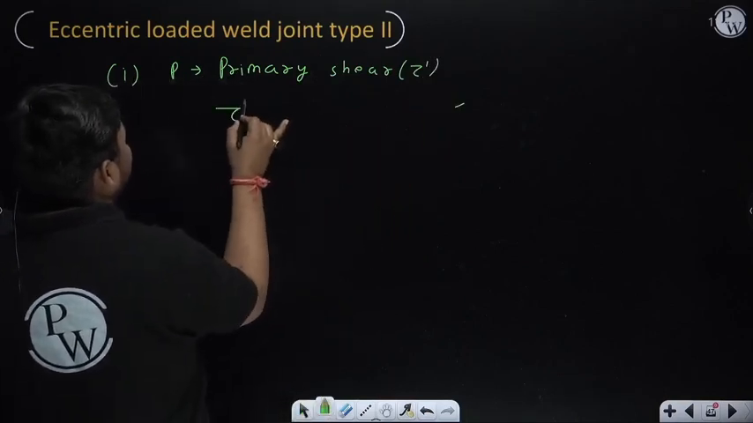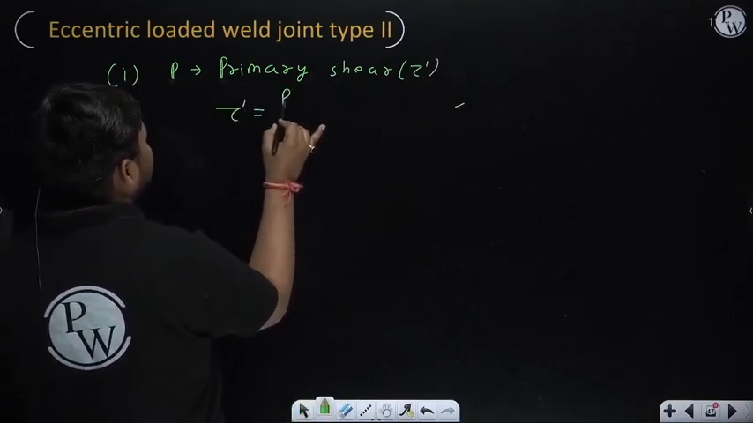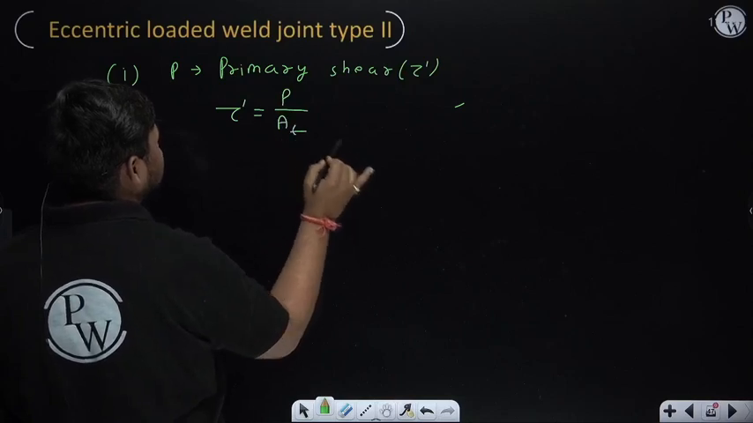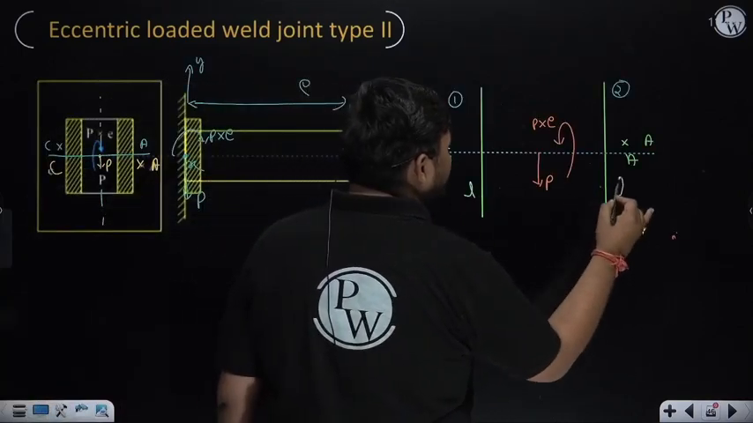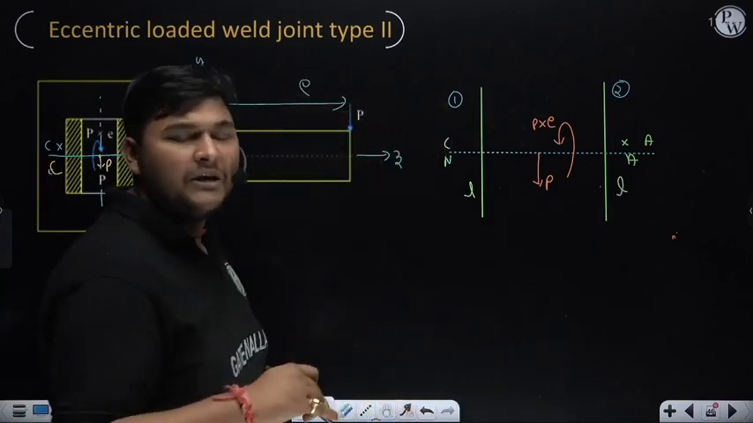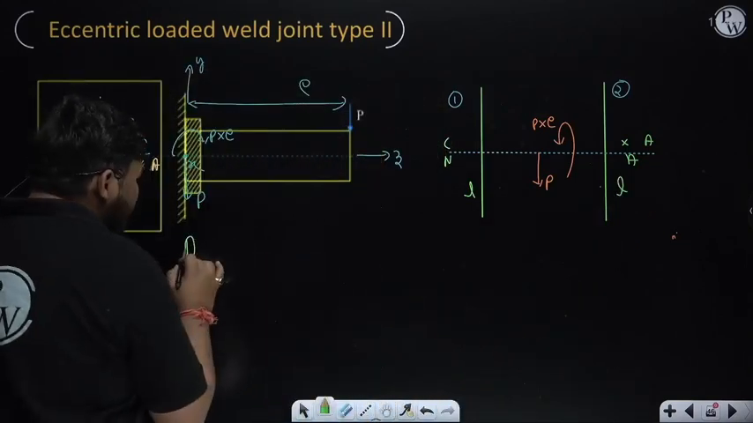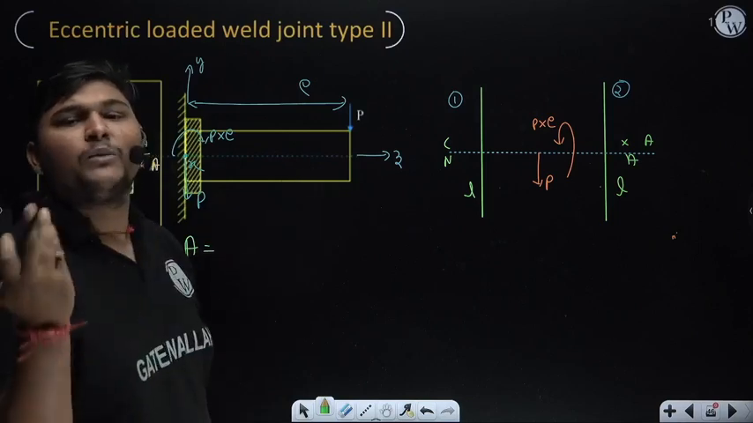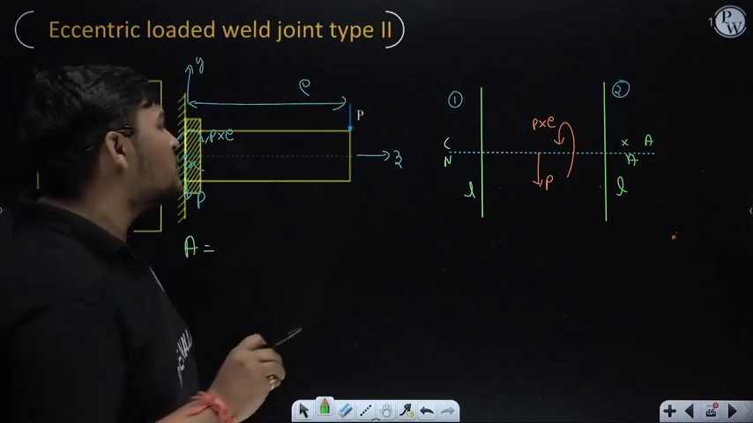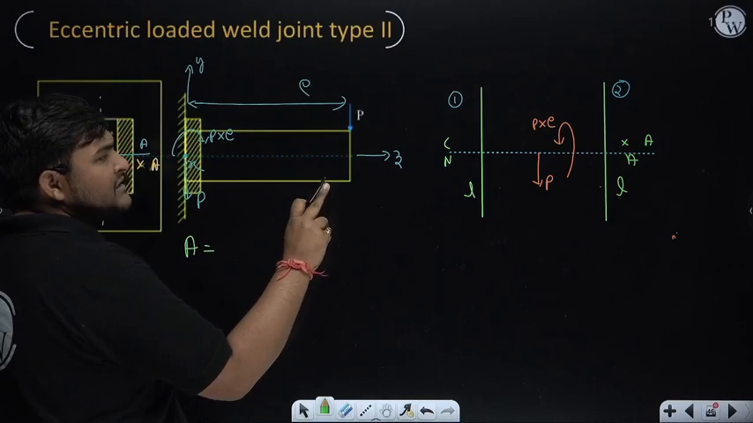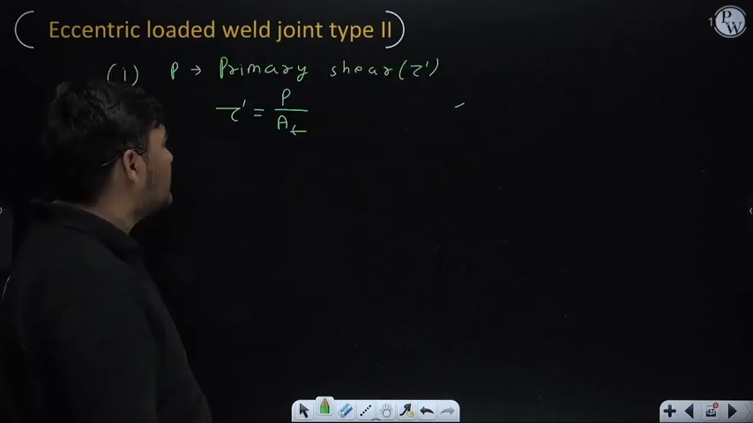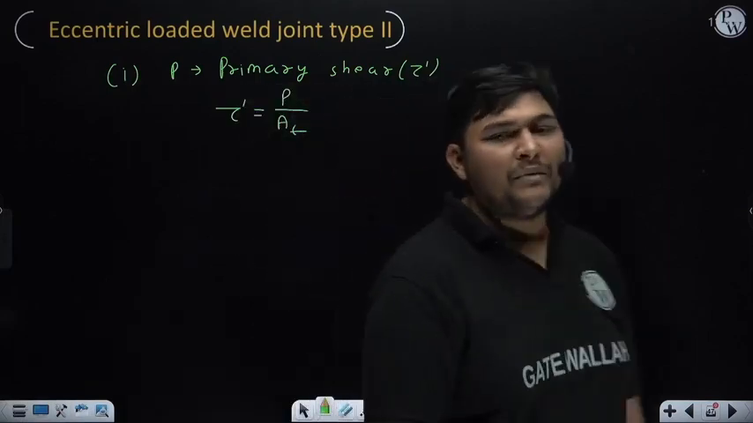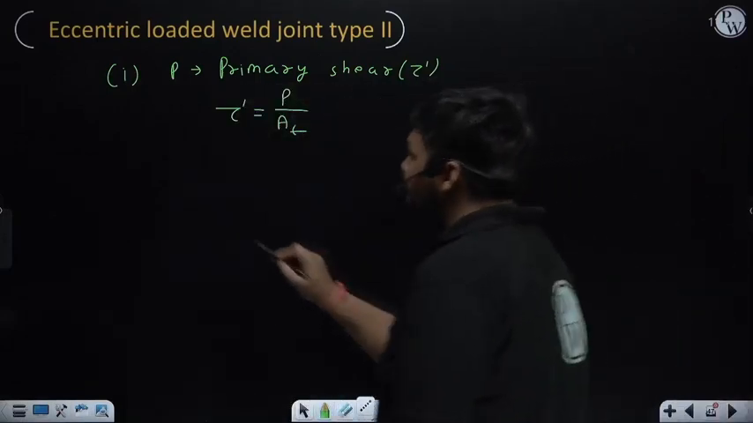Now the formula to calculate primary shear stress is total force P divided by total throat area. Like for this diagram, suppose length of weld 1 is L, length of weld 2 is also L, and throat of each weld is T. So total throat area, for this case, will be: throat area of weld 1 is LT, throat area of weld 2 is also LT, so total throat area will be 2LT. So this is the formula to calculate primary shear stress, which is coming due to force P.